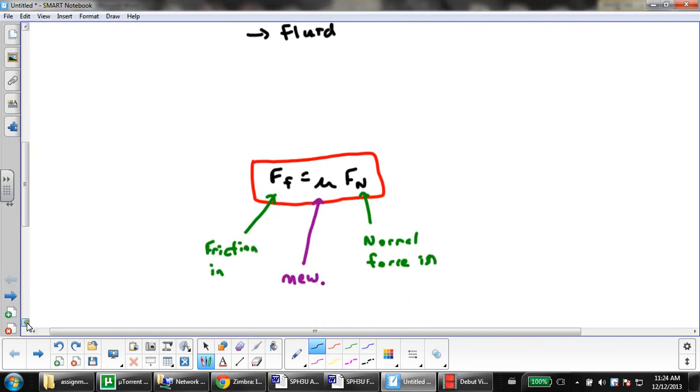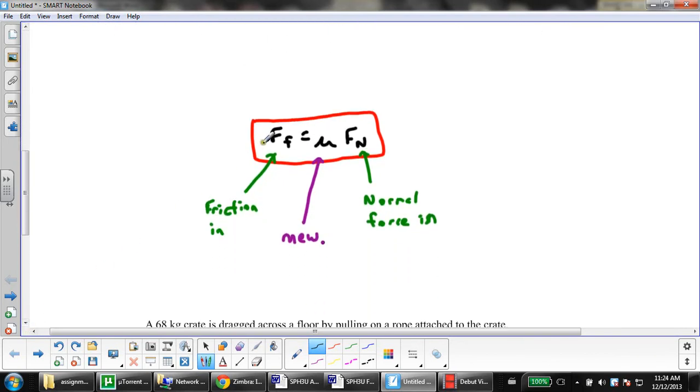How do I calculate it? This is the formula here. Force of friction is equal to mu Fn. Force of friction, we measure in newtons. The normal force is another force, and we measure it in newtons.